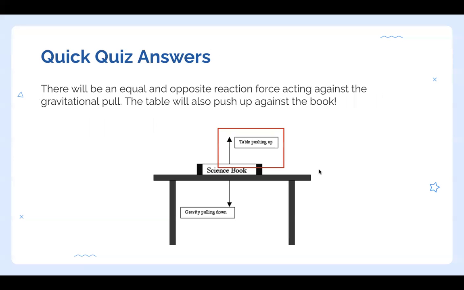All right, the answer is there's going to be a force in the upwards direction that is the table pushing up against the science book. So we already know that gravity is causing the book to be pushing down against the table. So there's going to be a force that is equal and in the opposite direction. So it's going to be upwards, and it's the table pushing against the science book.